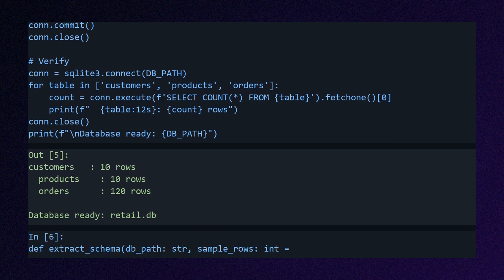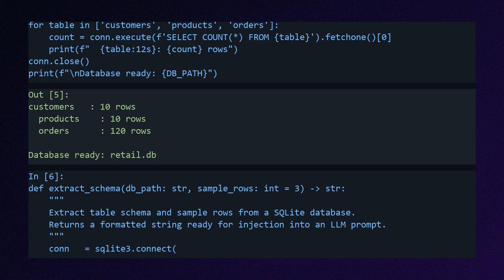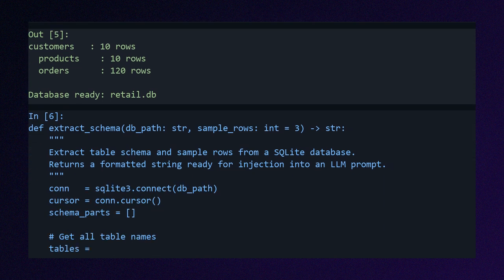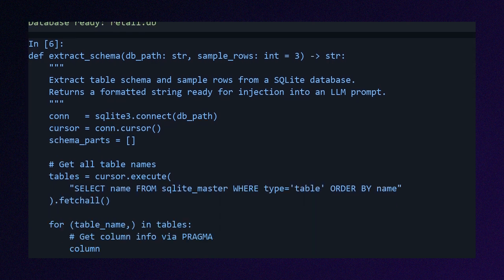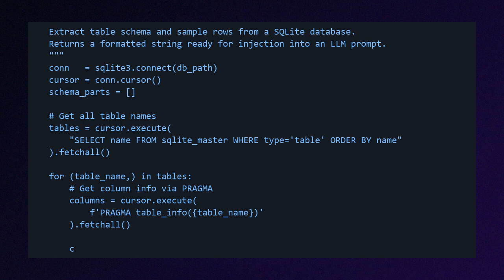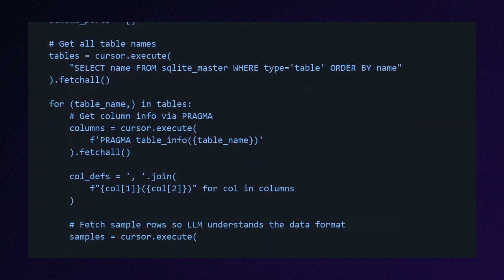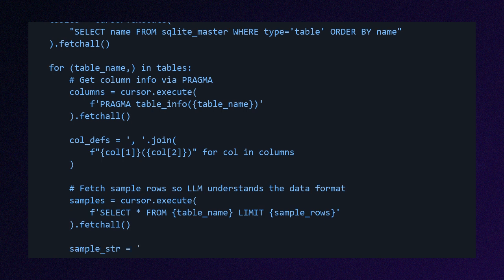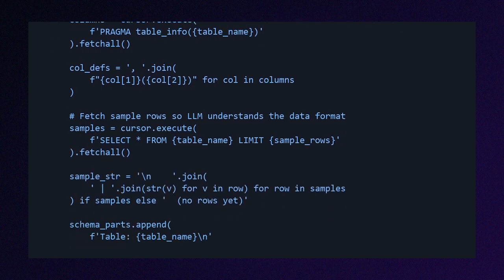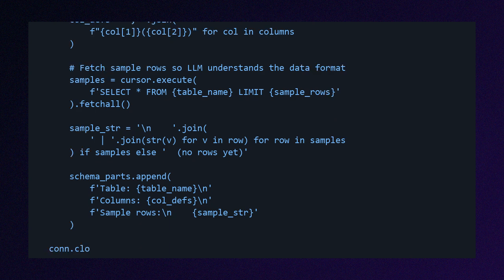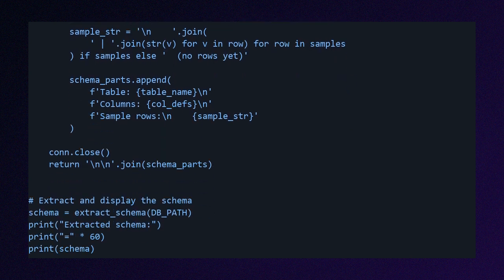This function does the heavy lifting of schema extraction. It uses SQLite 3 PRAGMA commands. These are special SQLite instructions that return metadata about the database structure rather than actual data. PRAGMA table info gives us column names and types. Then, we fetch 3 sample rows from each table. The result is a clean human-readable string that we will drop directly into the prompt. Notice we handle the case where a table is empty, no crash, just a note saying no rows yet.